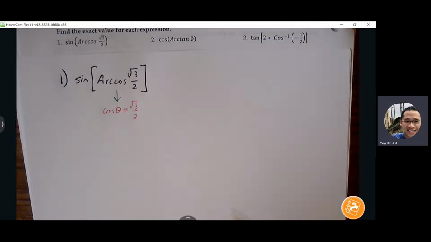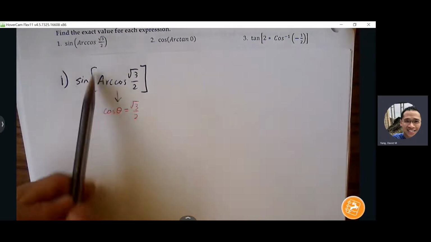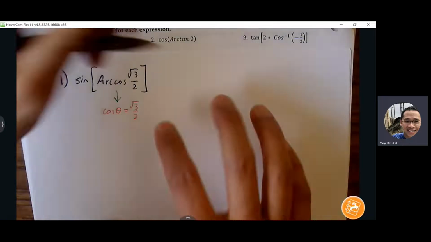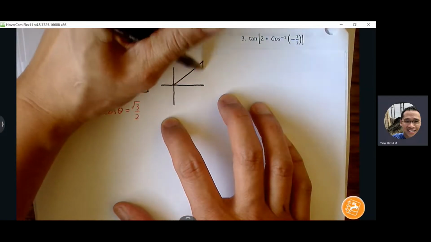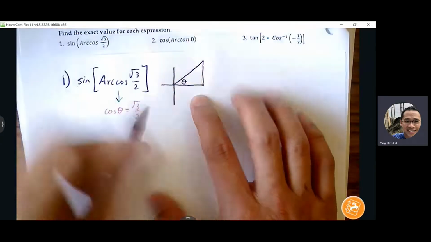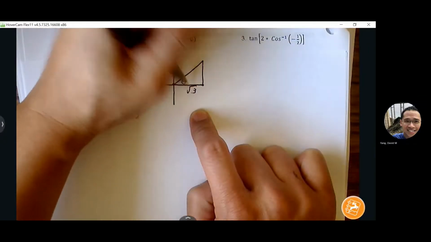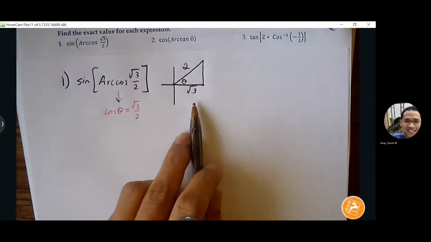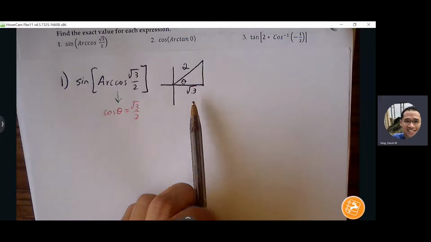So based off of this, we're going to create a triangle. And once we create a triangle, we'll find the sine of the angle. Okay. So first quadrant. Cosine of theta is equal to root 3 over 2. This is SOHCAHTOA, adjacent over hypotenuse. Pythagorean Theorem, a squared plus b squared equals c squared.